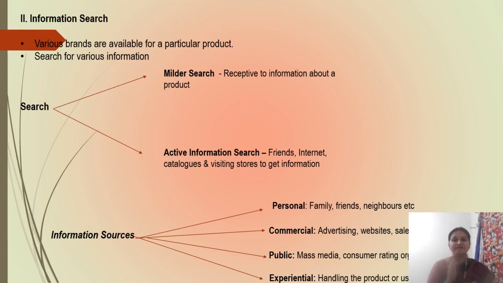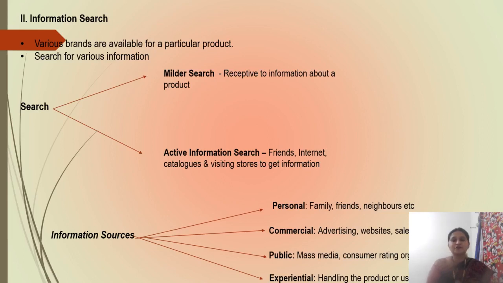Personal sources consist of family members, friends, neighbors, relatives, colleagues, etc. Commercial sources consist of advertising, websites, window display, salesmen, dealers, etc. Public sources include mass media and consumer rating organizations, that is customer reviews in social media, consumer reports, and so on. And finally, experiential sources, that is, he may get information by handling the product or by using the product.